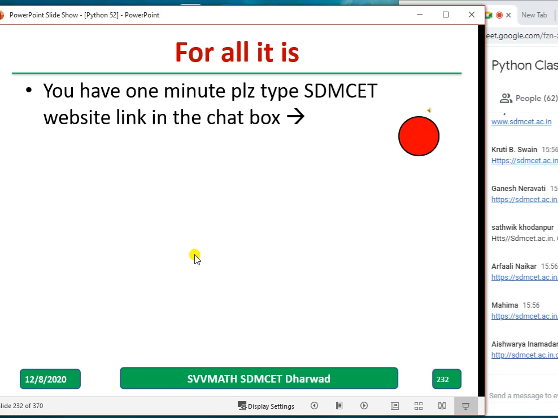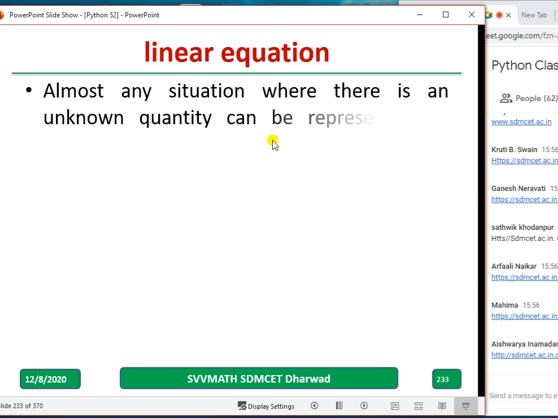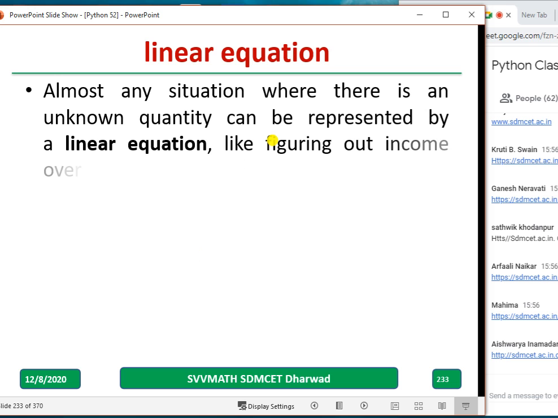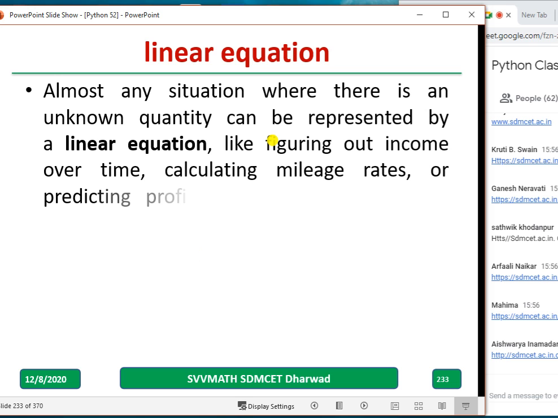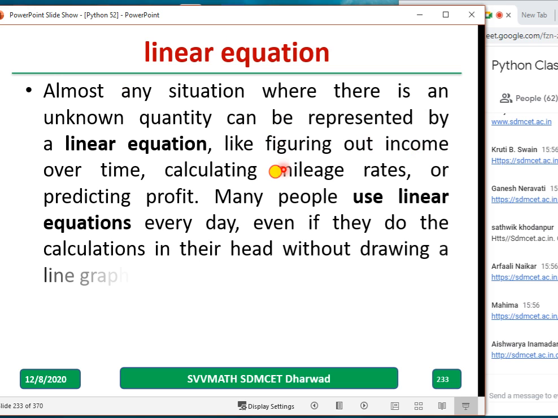Anyway, let me go to the next. Linear equations. Almost any situation where there is an unknown quantity can be represented by linear equations, like figuring out income over time, calculating mileage rates, or predicting a profit. Many people use linear equations every day, even if they do the calculation in their mind without drawing a line graph, but they are using linear equations.